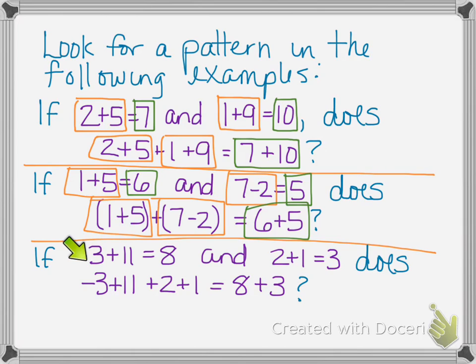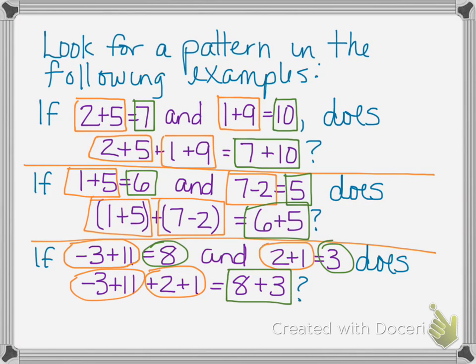Okay, and then in this next example here, I've even got a negative number here. Negative 3 plus 11 is 8. 2 plus 1 is 3. I can add the left-hand sides. Negative 3 plus 11 and 2 plus 1 are right here. And then my right-hand sides, the 8 and the 3, they're equal. Okay, and that's just because I'm adding these equivalent expressions together. It's kind of a substitution sort of thing, if you think about it.